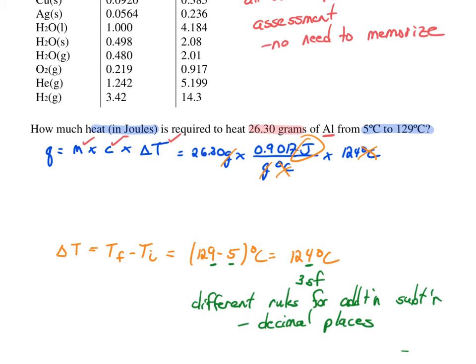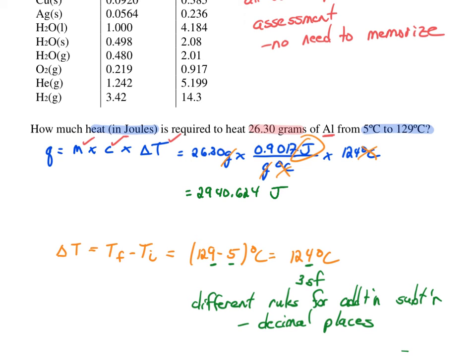So let's enter these values into our calculator. Make sure we do the calculation twice to make sure we have consistent answers and we haven't made a mistake inputting. And I get a calculator value of 2940.624 joules.